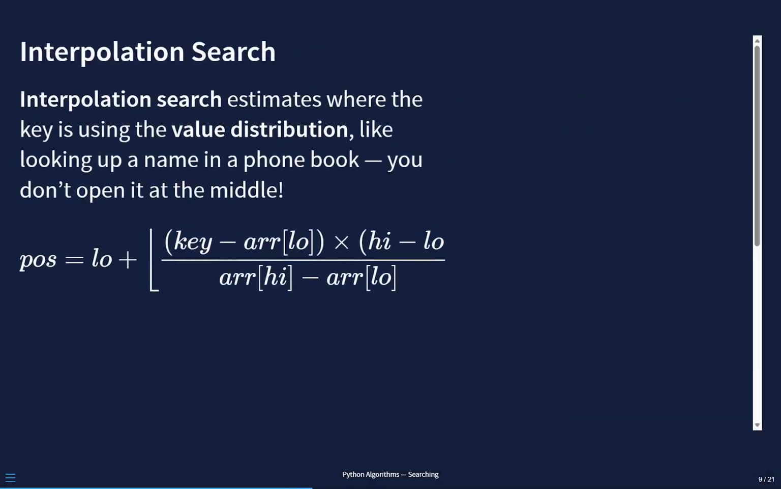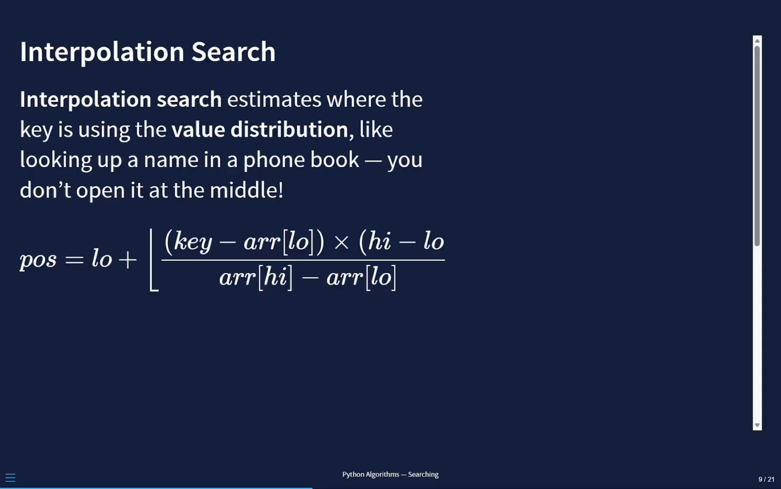Next. Binary search always probes the middle. Interpolation search is smarter. It estimates where the key is based on its value relative to the endpoints, the way you'd flip open a phone book at roughly the right spot for a name starting with W rather than opening it in the middle.